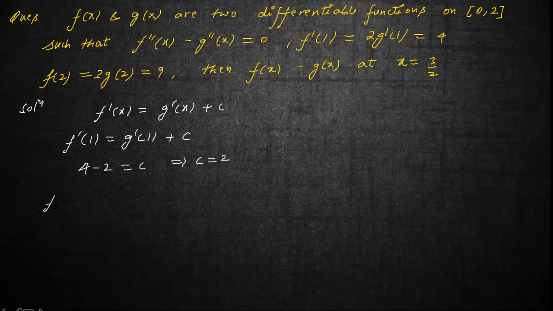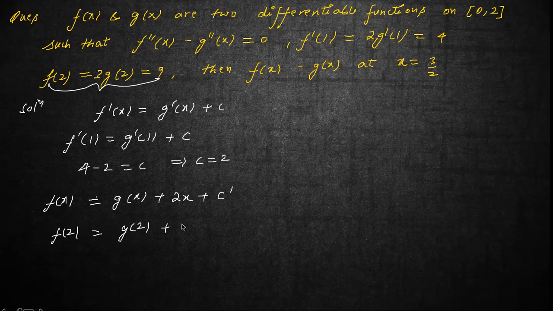Integrate this again. We will have f(x) equals g(x) plus, in place of c we now have 2, so this will be 2x, and there will be some other constant, let us say c dash. Now we'll try to utilize this condition. f(2) equals g(2) plus 4 plus c dash. Now f(2) is 9 minus g(2) is 3, which will be equal to 4 plus c dash. c dash is equal to 9 minus 3 is 6, 6 minus 4 is 2.